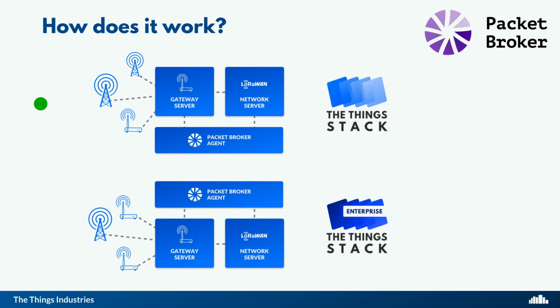So how does it work? It can be either The Things Stack or The Things Enterprise Stack. Since the APIs are open, we welcome other LoRaWAN network server vendors to look at the API and see if they should implement it as well. It's fully open. We would be very happy to work with other LNS vendors and to see them join the Packet Broker initiative.